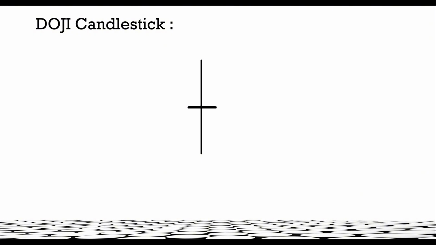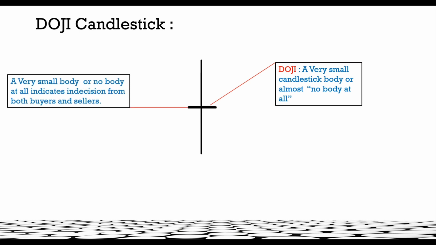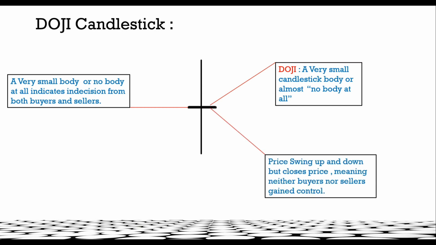Now let's take a look at the doji candlestick pattern. A very small candlestick body or almost no body at all indicates indecision from both buyers and sellers. Price swings up and down, but closes near where it opened, meaning neither buyers nor sellers gained control.